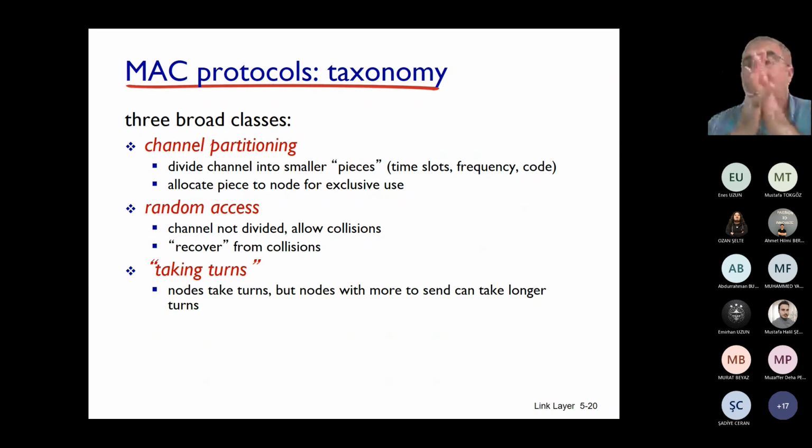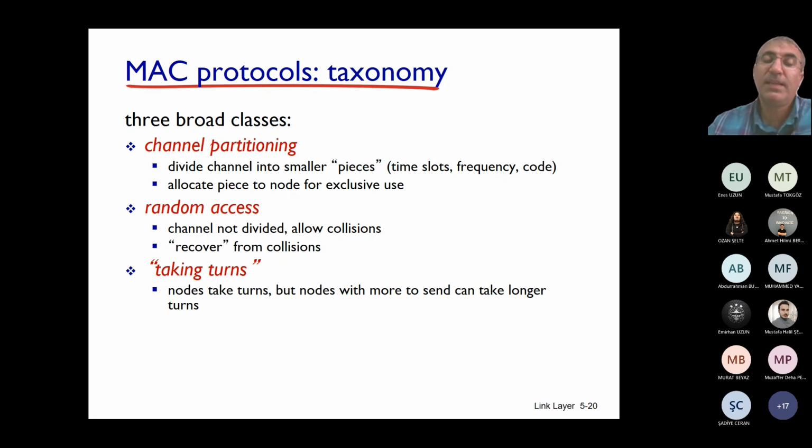In random access, we say, okay, we are not going to divide the channel, so that everyone can access this channel anytime. But this will allow collisions, of course, right? Because there is no kind of arrangement. And we need to come up with some method to recover from the collisions. So the collision is not avoidable. It's part of this approach. So that's why we need to come up with a solution that can recover from these collisions.